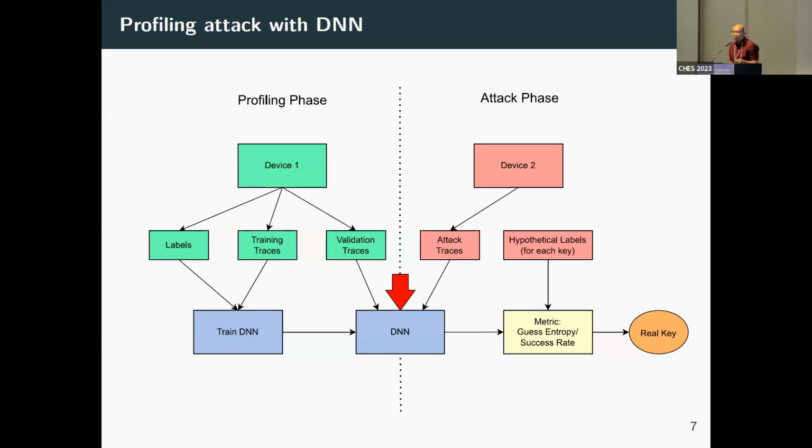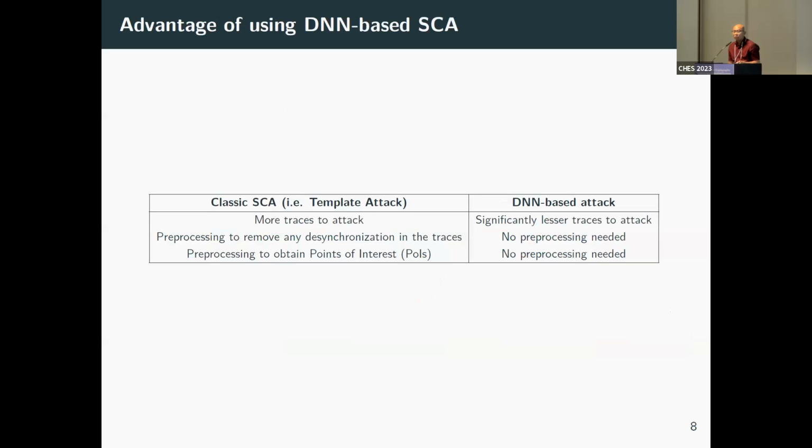So you just place this into the profiling framework and train it and attack. So why do we actually want to use this deep neural network based side channel? It's because it has been shown in practical settings, with countermeasures and with noise, we are actually able to use significantly fewer traces to attack compared to classical side channel analysis like template attack. And it requires little to actually no pre-processing, unlike the classical attack, where it requires tedious pre-processing to remove desynchronization and to obtain the point of interest.